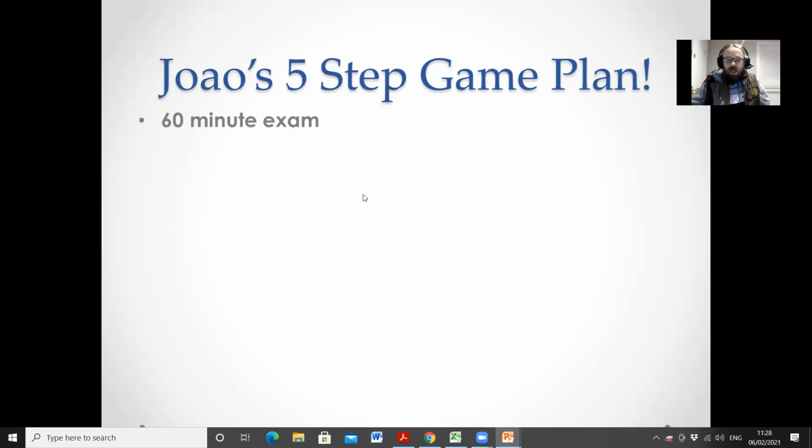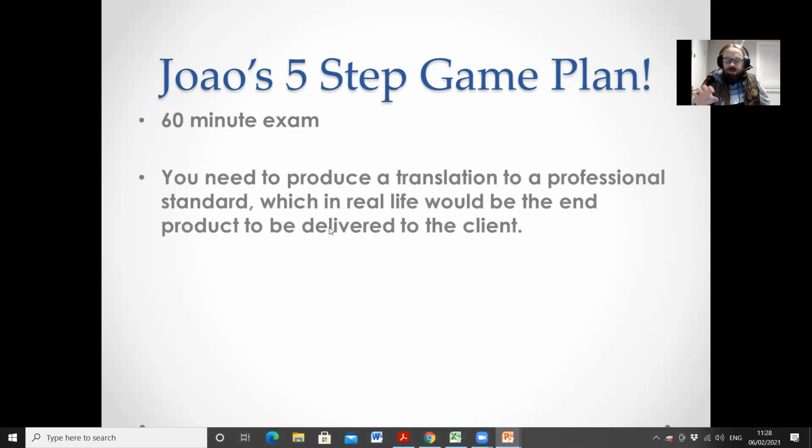It's a 60-minute exam. If you do it online through the portal, you might get 10 minutes extra, but generally speaking, it's a 60-minute exam. And by the end of that exam, you need to produce a translation to a professional standard, which in real life would be the end product delivered to the client. This is important to realize. It's not supposed to be a half done job. It's not supposed to be a draft. It's supposed to be the final translation that you would give to the client.